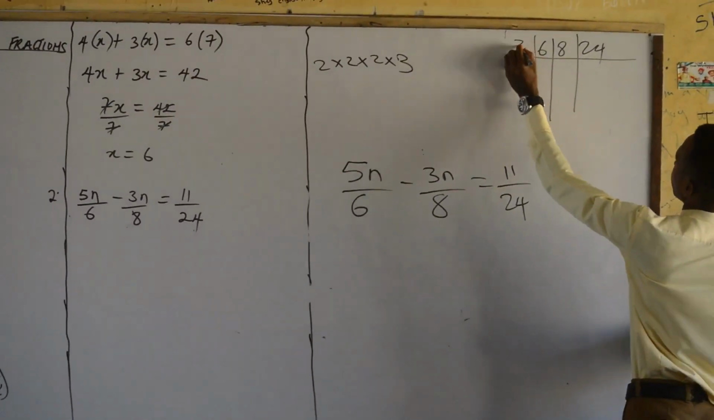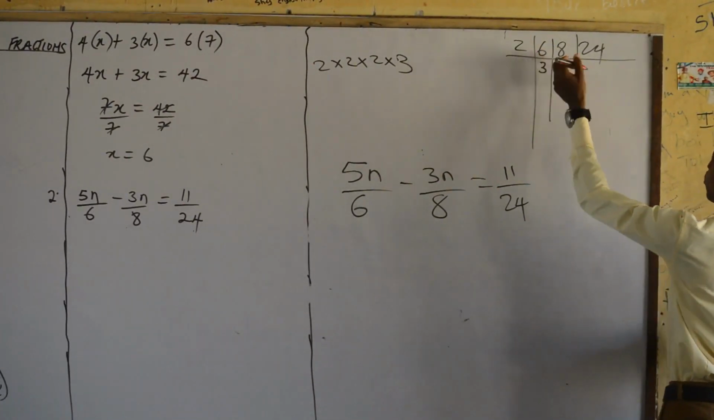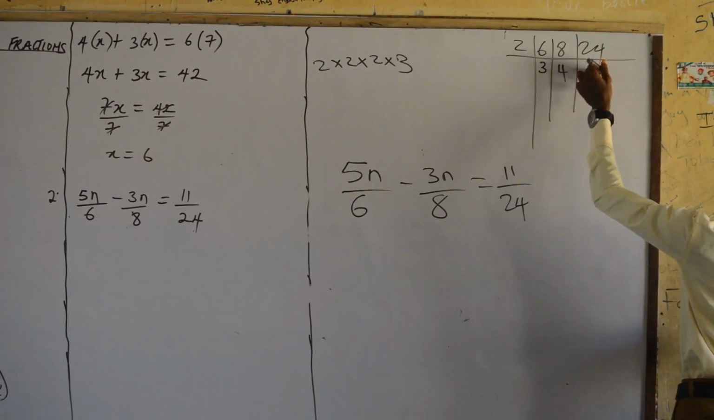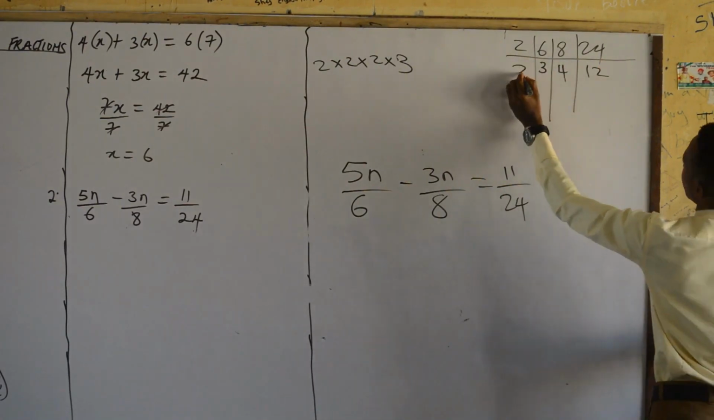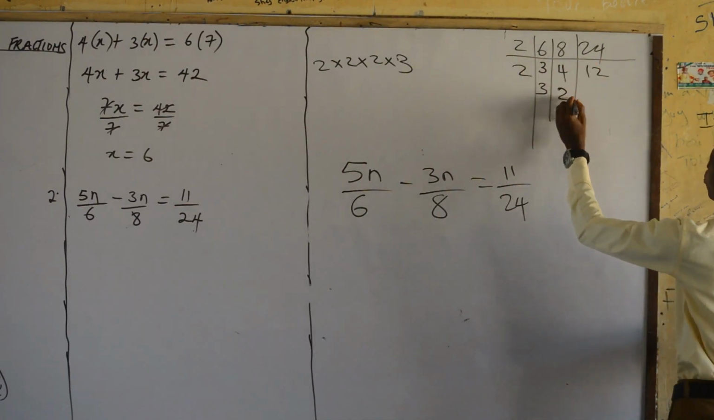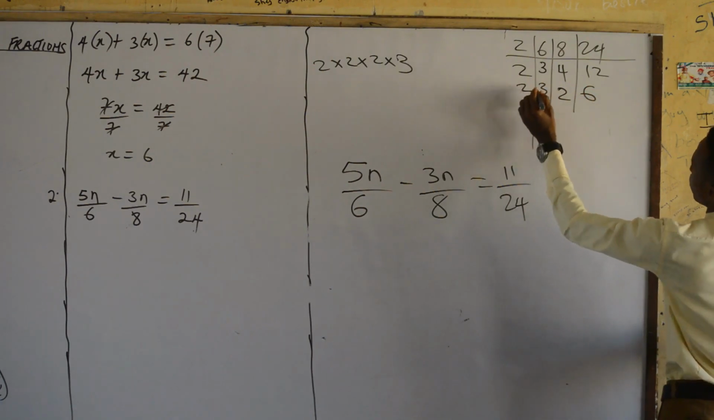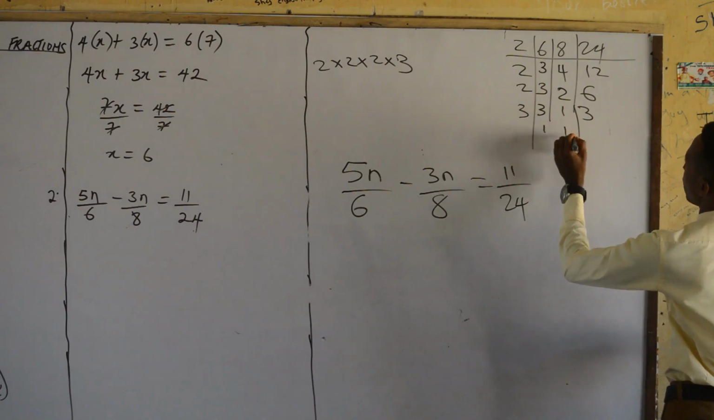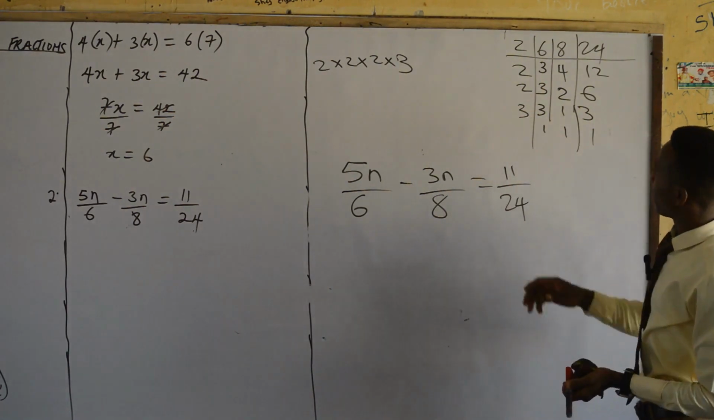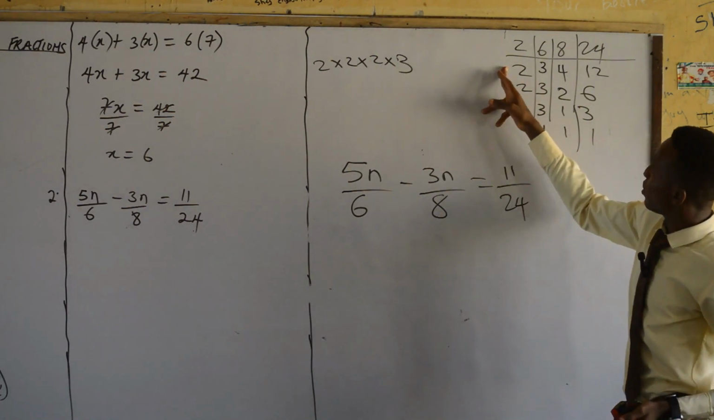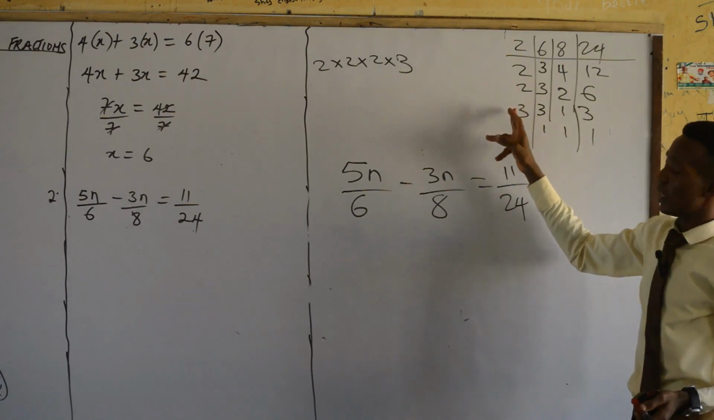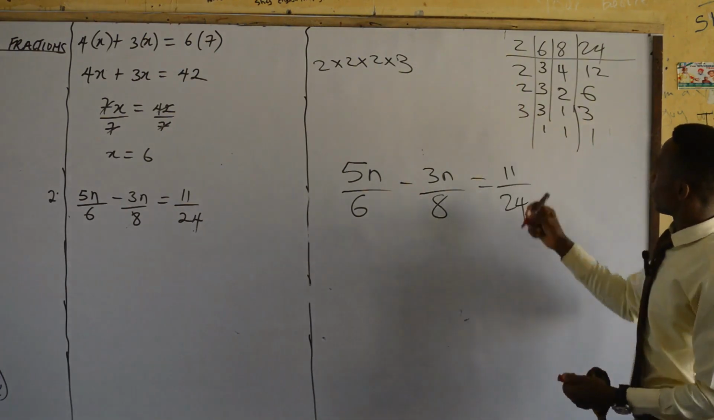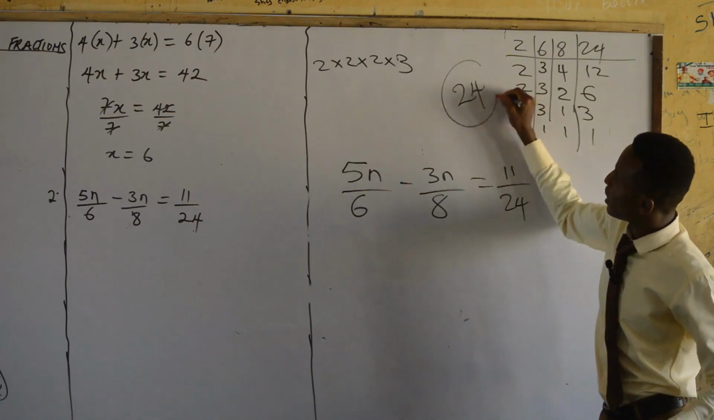So we divide now. 2 in 6, 3 times. 2 in 8, 4 times. 2 in 24, 12. 2 here, 3, 2 in 6, 3, 1, 3. Then 3 here, 1, 1, 1. So we multiply all the values we have here. 2 times 2 gives us 4. 4 times 2, 8. 8 times 3 gives you 24. So that means the LCM we are going to be using here is 24.